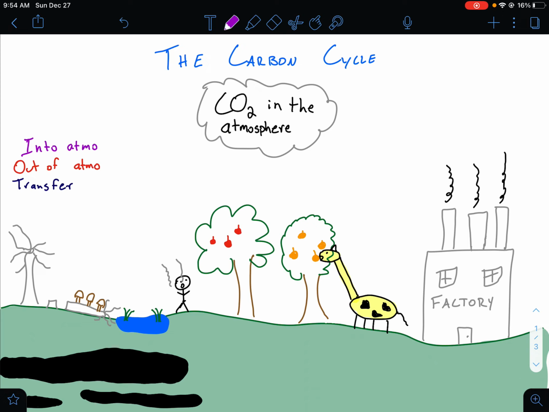You need an animal, which is obviously this giraffe right here. You'll need some trees or some plants. I have an apple tree and an orange tree. I have a human down here. I have a little pond area, and then I have some dead trees and some mushrooms over on the left there. And then, of course, at the very bottom, inside the earth, I have some fossil fuel formations. So make sure we have those things labeled and drawn to the best of your ability.